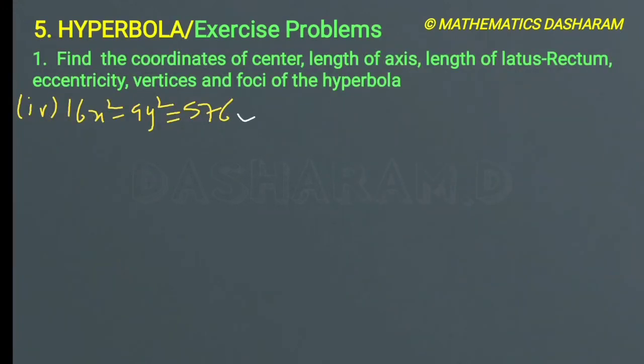Fourth question, 16x square minus 9y square equals 576. Let's convert into standard form. So 576 transpose to left side, then right side 1 will be there. Next, split into two fractions.